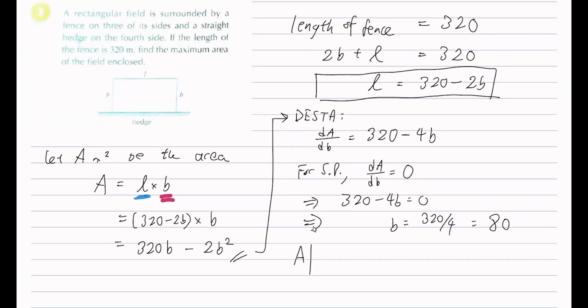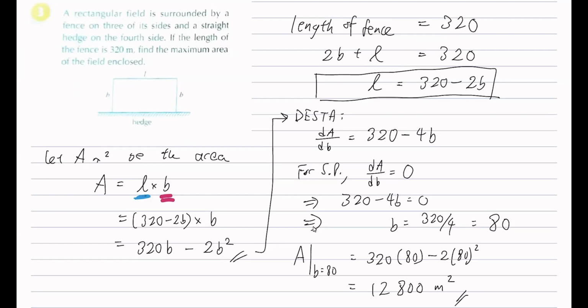So I can write A, vertical line, B equals 80. This is perfectly fine. Lazy notation. Okay, sub in, and I need a calculator for this. 12,800. Luckily, they never play around with the units. Everything is in meters, so we don't have to worry. Okay, so that's the answer for maximum area.